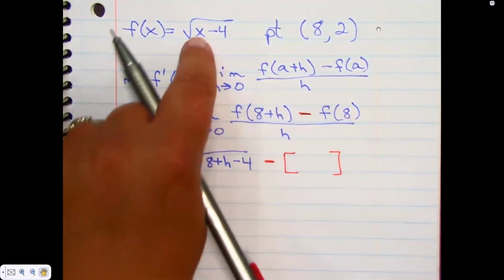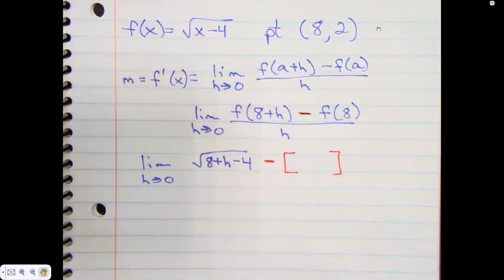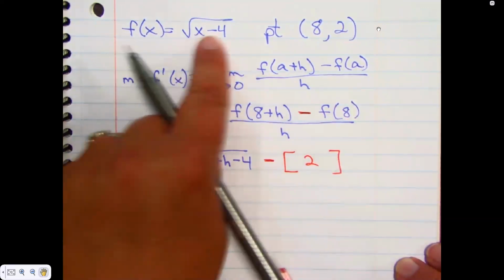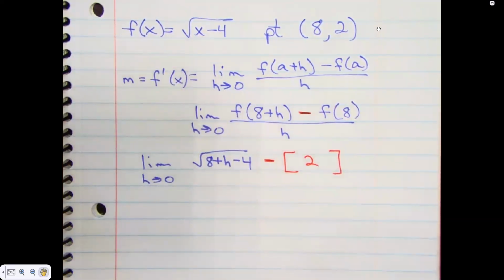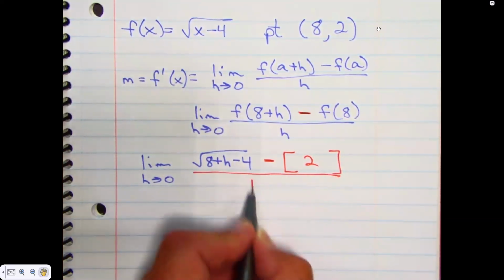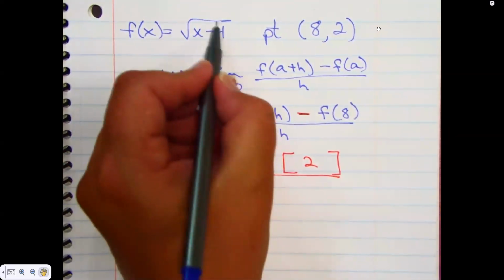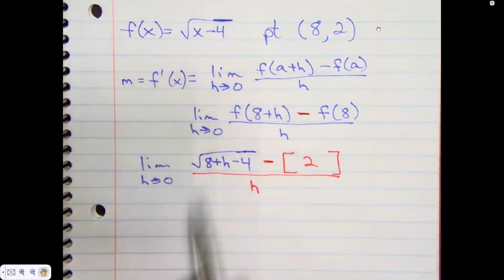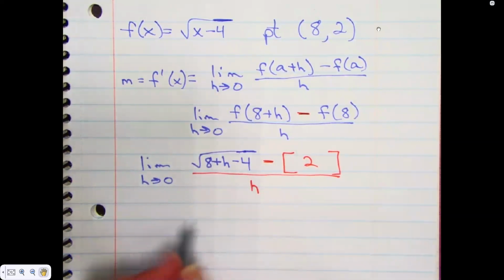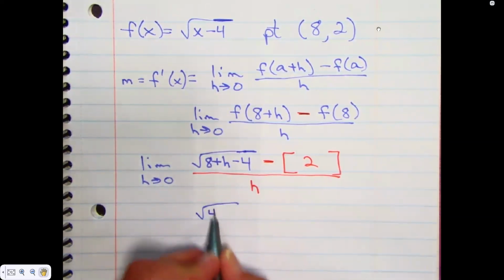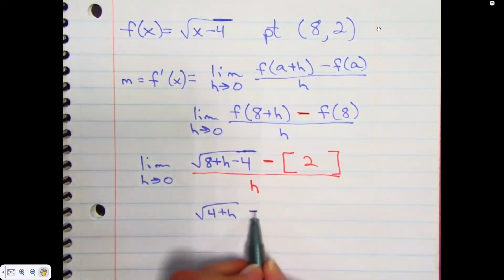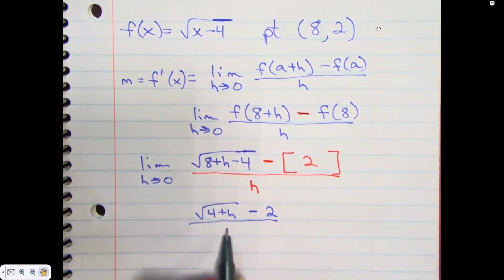We either plug the 8 in, and it's almost as short, but what should the answer be? The answer better be 2. And so we can take it from there if we want. Otherwise, you can see 8 minus 4 gives you 4, square root of 4 is 2, and then all over h. This square root goes over the 4, so it does go over this. Okay, so under the radical, 8 minus 4 gives us 4, and then we have plus h, and then we have this minus 2 all over h.